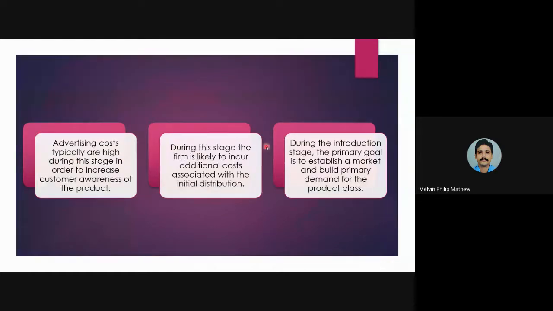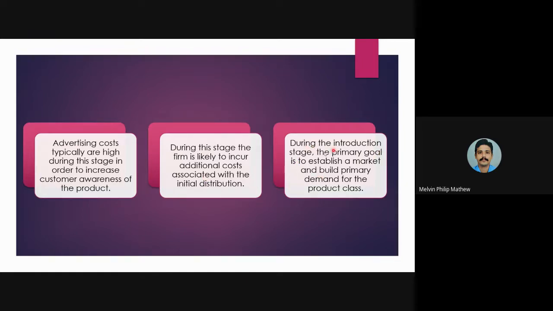Then during this stage, the firm is likely to incur additional cost associated with the initial distribution. So we are supplying the product to the market, and some additional cost associated with the initial distribution is also incurred. When there is a small demand, we will not get the desired profit during this stage. So during the introduction stage, the capital invested for the product is completely utilized for advertising and the additional cost incurred during the initial distribution phase.